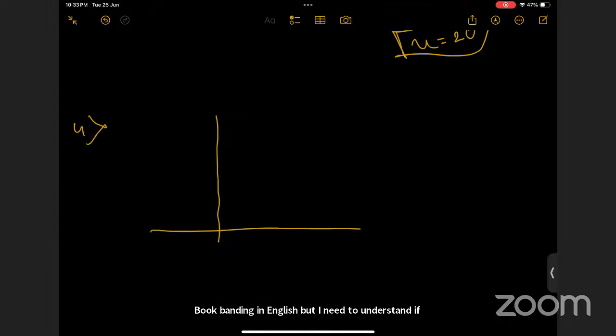Can you repeat it? You're not audible properly, actually. Can you say it again? I need to understand the meaning of book binding. I just found a question. Yes, book binding. Okay, we will discuss this question also.